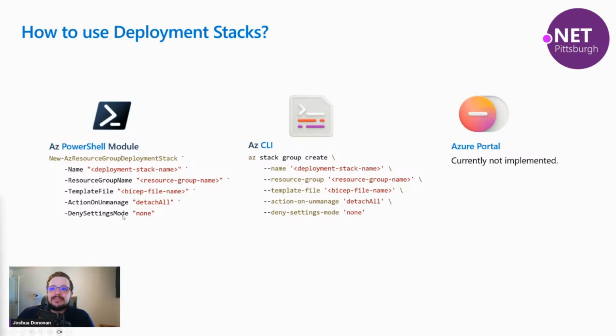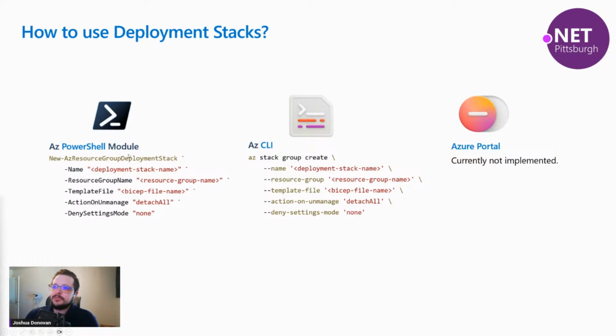You also have your deny settings mode. So this is where you can set essentially either deny deletion or deny, make it read only. And then you also have none. So the examples here both have none. So when you use none, your resources are still managed by the deployment stack, but anybody with the proper permissions can go in and treat that resource as if it were any other resource in Azure. They can delete it, they can update it, whatever they want, because it's not being denied unless you set that deny settings mode. So that's kind of an overview.